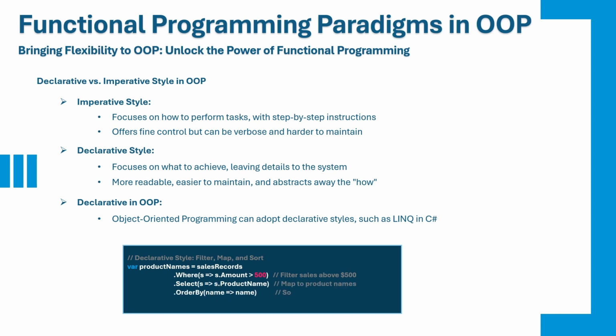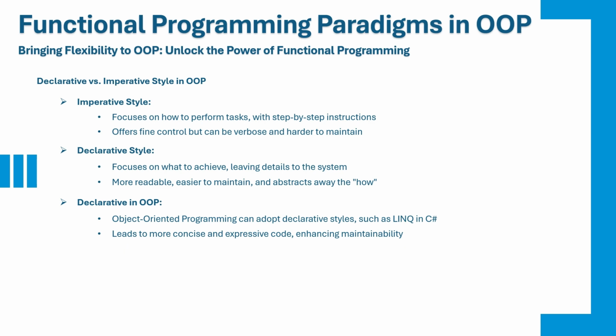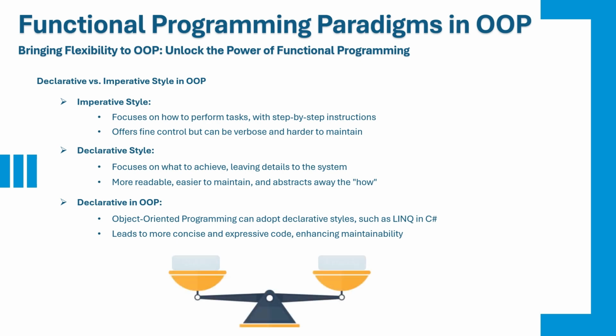So, why does this distinction matter? Declarative programming helps you write code that's easier to reason about and maintain. You're focused on the result, not the process. On the other hand, imperative programming gives you more control over the fine details. Understanding when to use each style helps you become a more versatile programmer. In object-oriented programming, learning to balance imperative and declarative styles can lead to more readable, maintainable, and expressive code. It's about finding the right tool for the job.